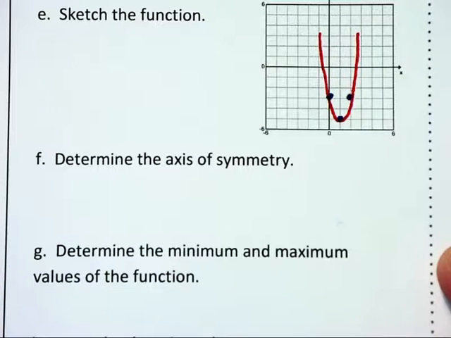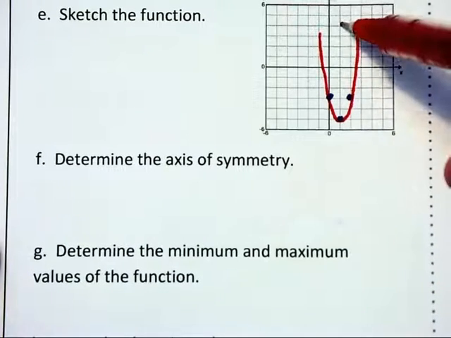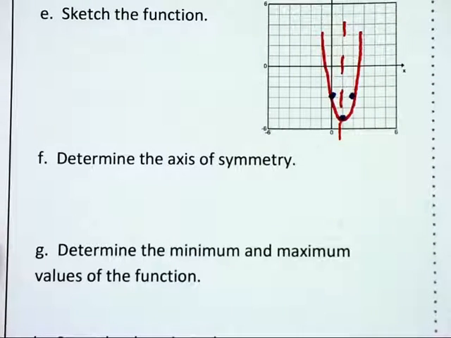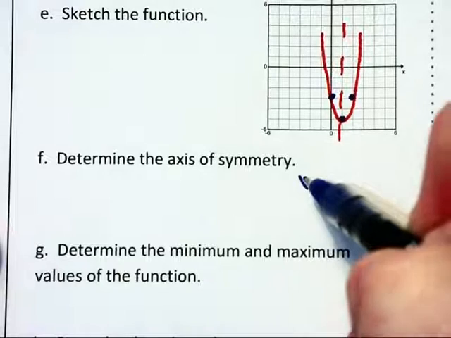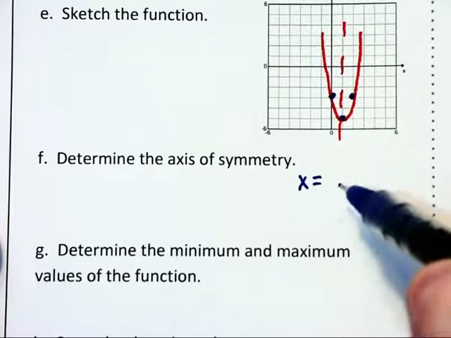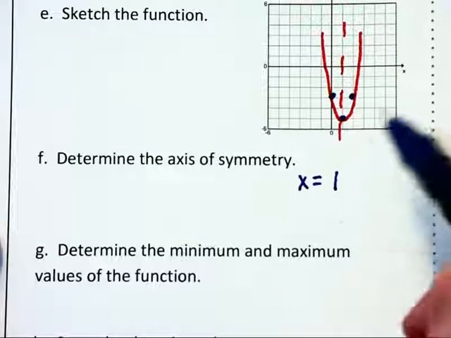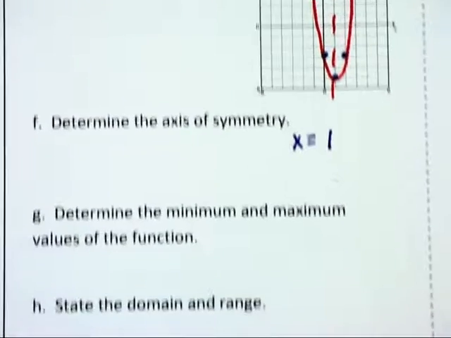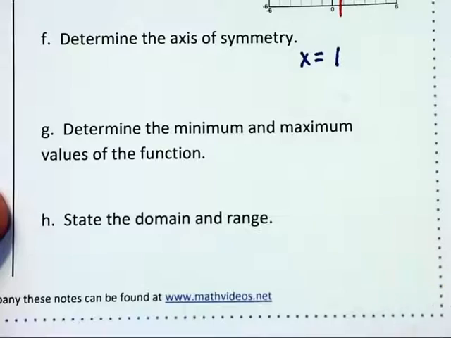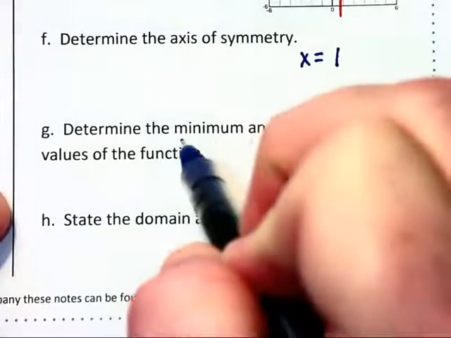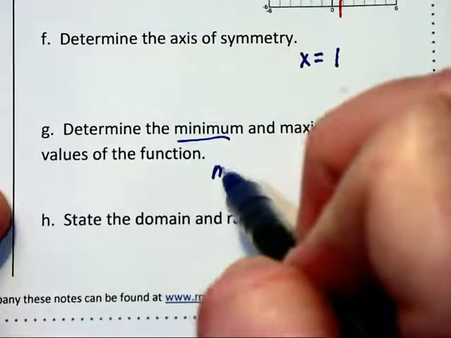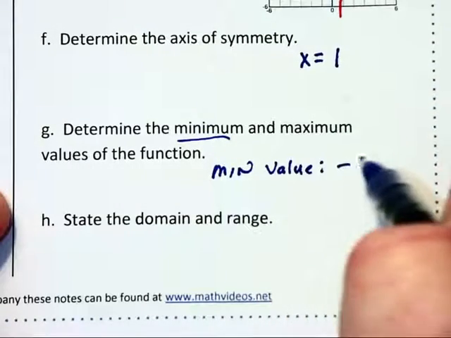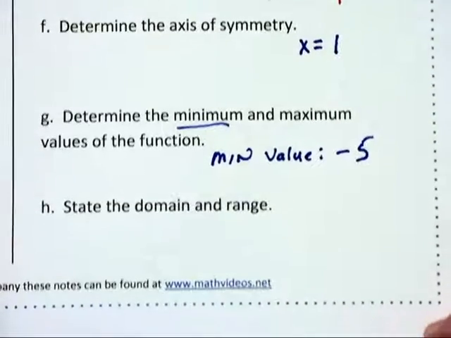To determine the axis of symmetry, that will just be that line going through the vertex. Since it's vertical, it's of the form x equals, and it will be x equals 1 because 1 comma negative 5 was our vertex. Because this graph opens upward, it's going to have a minimum value. So the minimum value here is going to be negative 5.